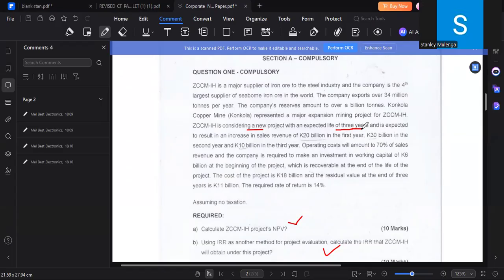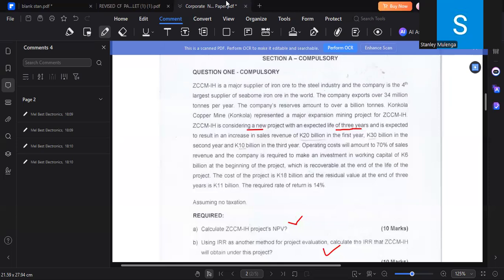And then we have sales of 30 million in the second year. That is 30 billion. Okay, so 30 billion in year two. And again, sales of 10 billion in year three. Then operating costs amount to 70% of sales.